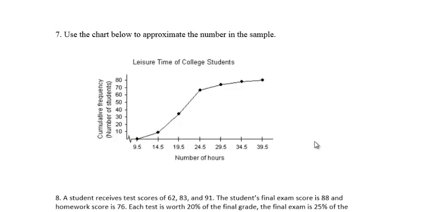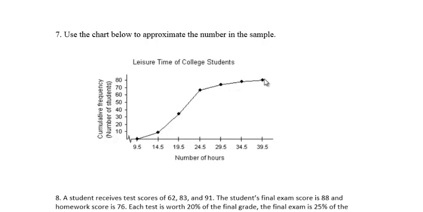Okay, number 7. Use the chart to approximate the number in this sample. Now, the key to this one is that this axis is the number of hours of leisure time that the students have, presumably per week. And this side is a cumulative frequency. Cumulative frequency means the numbers build up from one to another. So, for example, at 9.5 hours, you have almost nobody. At 14.5 hours, you have 10 people. At 19.5 hours, you have almost 40 people, but that means that's the total number of students who have up to 19.5 hours. And then when you get to 70, it's up to 24.5 hours.